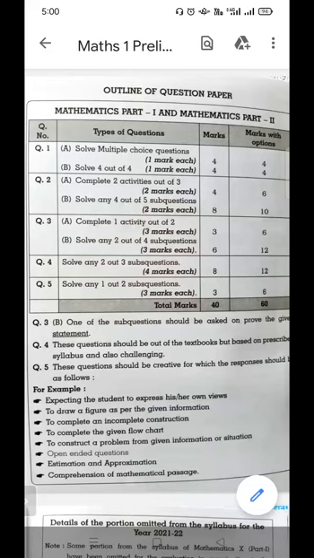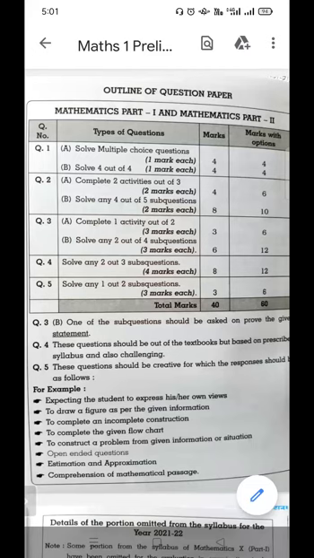1 mark each. Total 4 questions are there. All 4 questions are compulsory. Then solve 4 out of 4. All 4 you have to solve. They are also 1 mark each. Then question number 2A is an activity based question. That is, complete 2 activities out of 3. Each activity consists of 2 marks, total 4 marks.